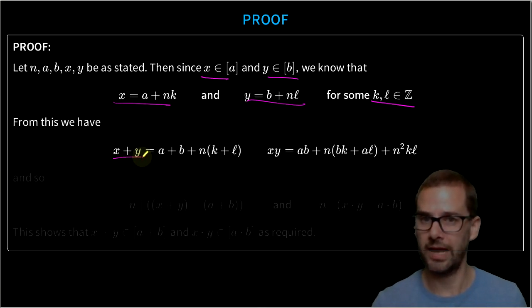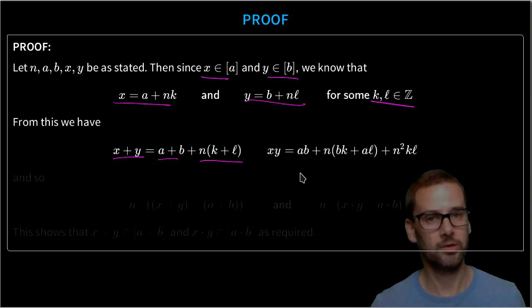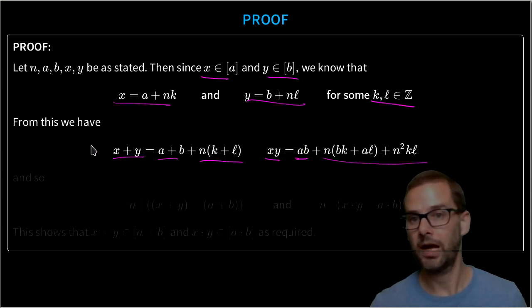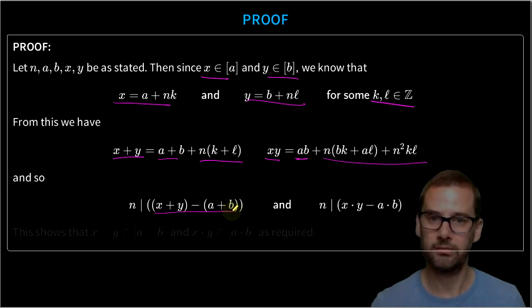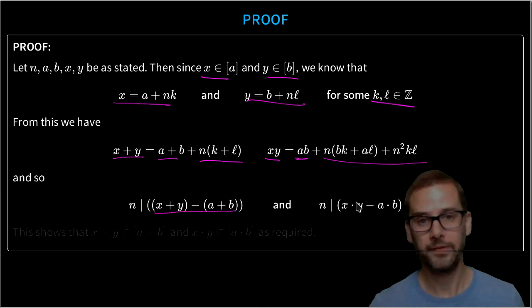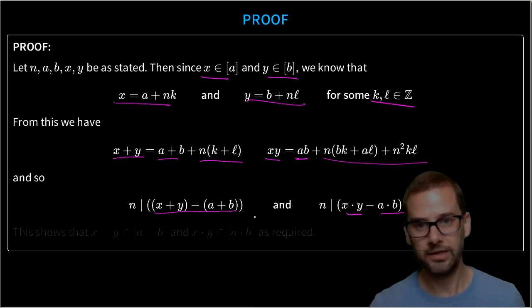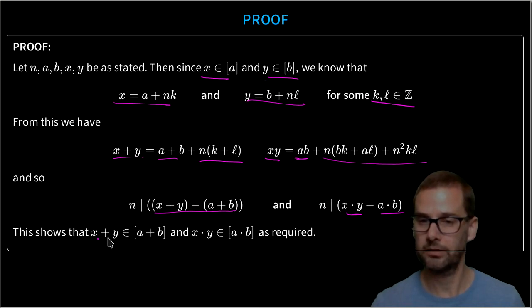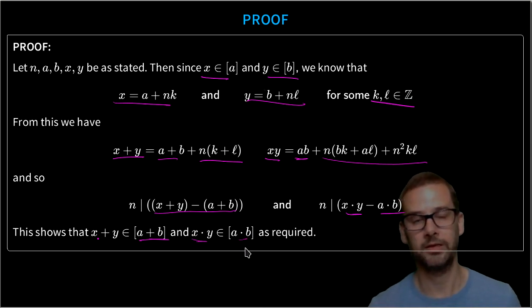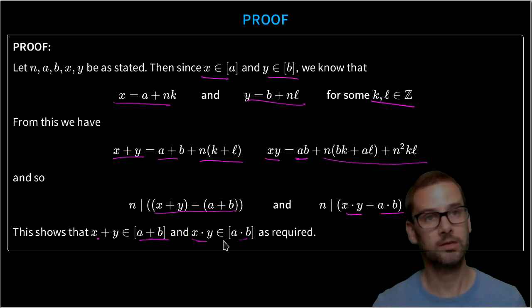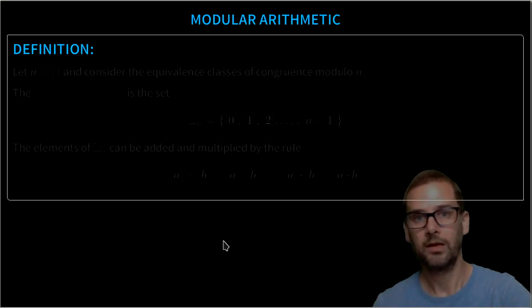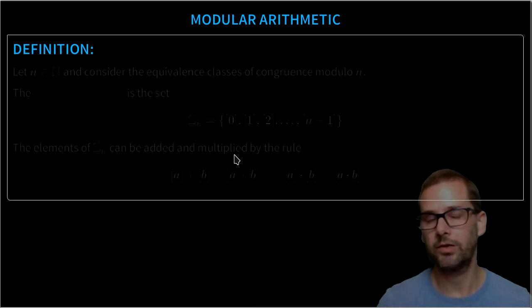From this, we have that x plus y is a plus b plus a multiple of n. xy is a times b plus a multiple of n. And so, n divides x plus y minus a plus b. n also divides x times y minus a times b. And so, this is enough to show that x plus y is congruent to a plus b, and so it sits inside that equivalence class. And x times y is congruent to a times b, and so sits inside that equivalence class, just as we needed. Okay. So this gives rise to what we call modular arithmetic.